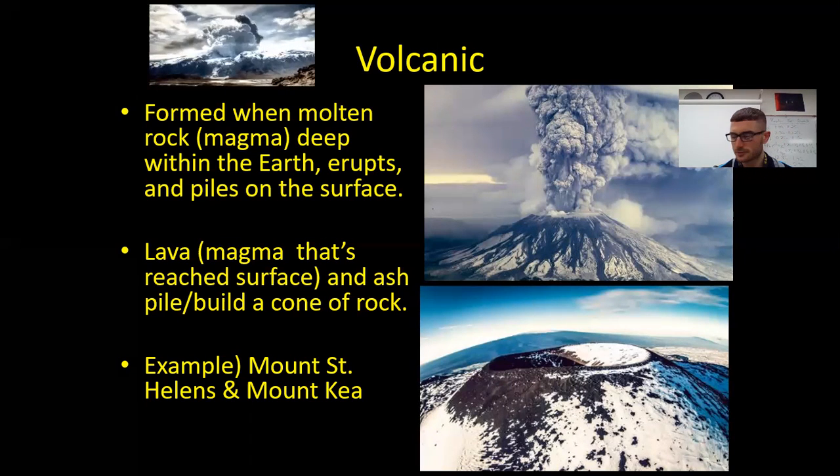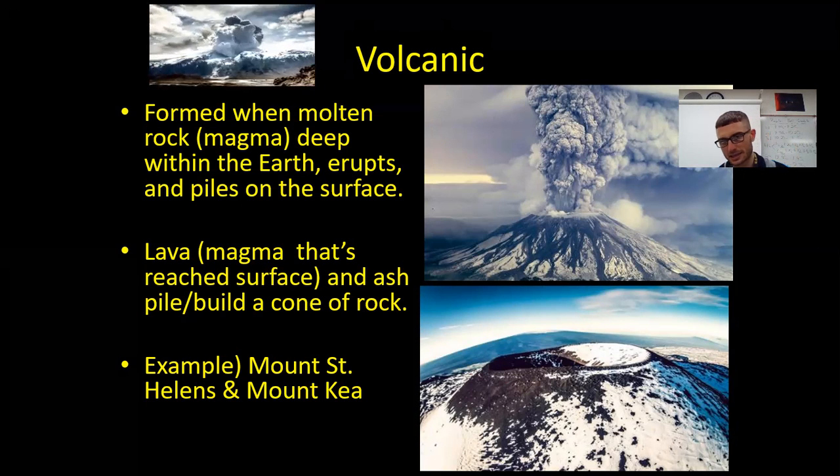Just a cone of ash, cone of lava, okay? And molten rock within the earth erupts and piles on that surface, right? Piles on that surface. And we already know lava's at the surface, magma's in the ground. Examples for us include Mount St. Helens and Mauna Kea.